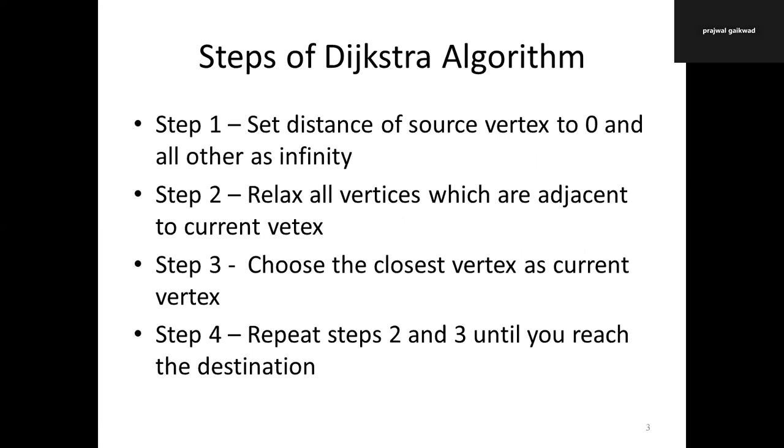Now there are four steps to Dijkstra algorithm. Step one is set the distance of source vertex to 0 and all others as infinity. This is the basic step at the start. The next step is relax all the vertices which are adjacent to the current vertex. I'll explain this step in detail with an example. Step 3 is choose the closest vertex as the current vertex. Step 4 is we are going to repeat steps 2 and 3 until we reach the destination. So we'll see an example for this.